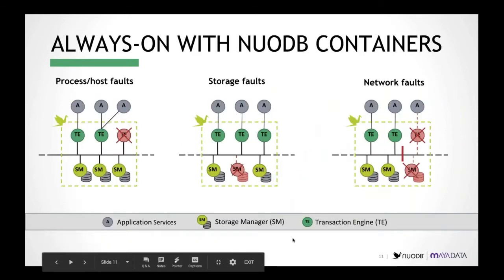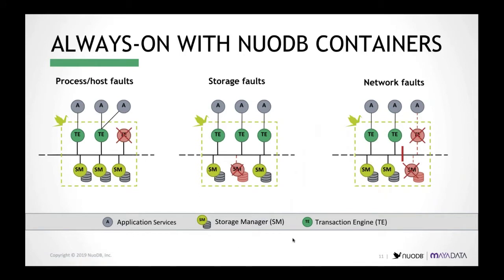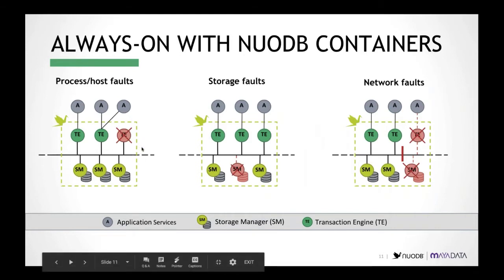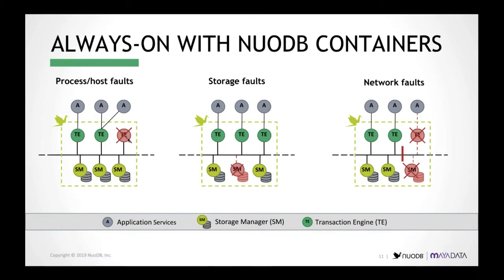Just quickly, here's a view of the different types of failures that NuoDB can sustain and continue to run. In the first example here, we're showing a process or a host failure. Yet there are still transaction engines and storage managers up and available to service application requests. In the middle is an example of a storage fault, where for any variety of storage fault, we may lose a single SM, but that's okay. We still have the transaction engines and the other 2 SMs running to service the application.